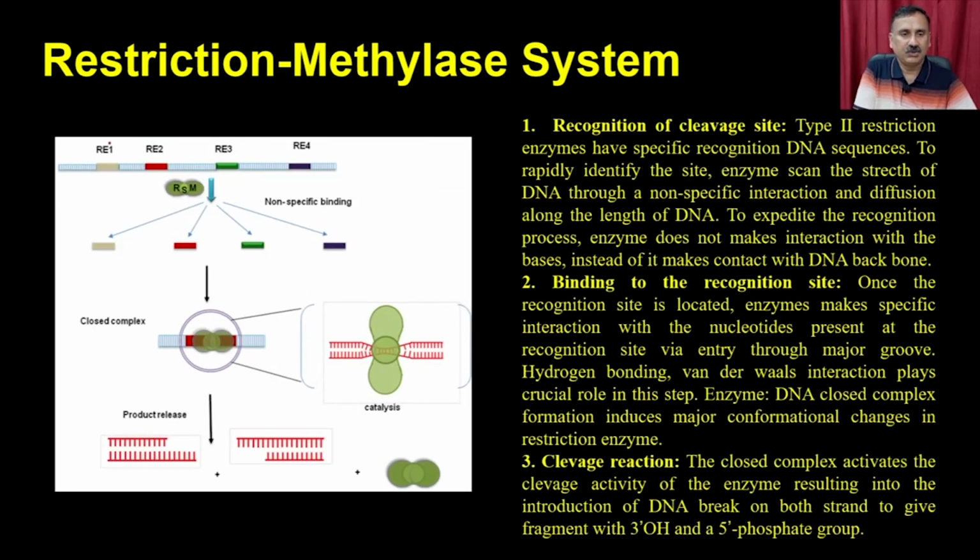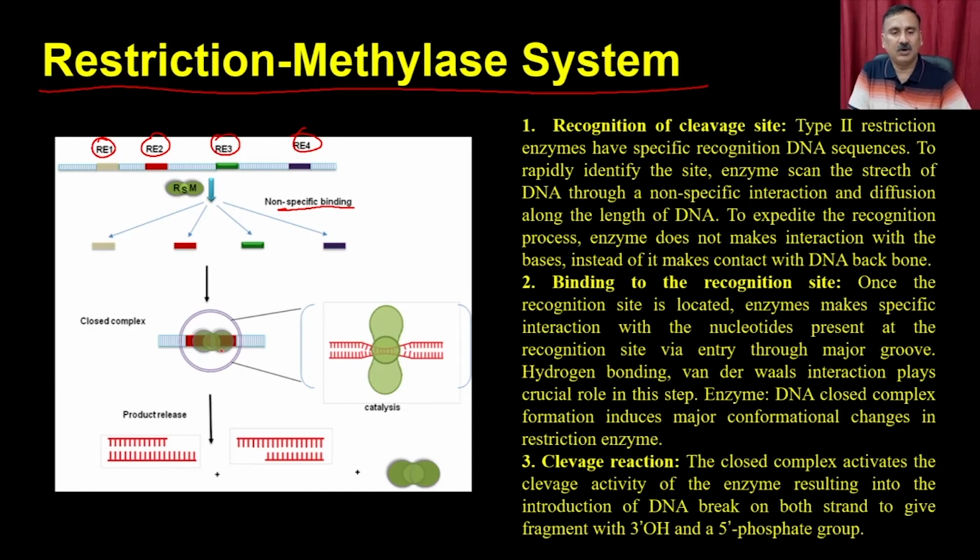Now, how this is going to happen is that in the restriction and methylase system, you have different restriction sites. You can have RE1, RE2, RE3, RE4. The restriction enzymes non-specifically go and bind to these sites, but in one of the sites, it is going to form a very tight complex, and when it forms the tight complex, all these subunits such as the RSM are going to participate in the reactions.